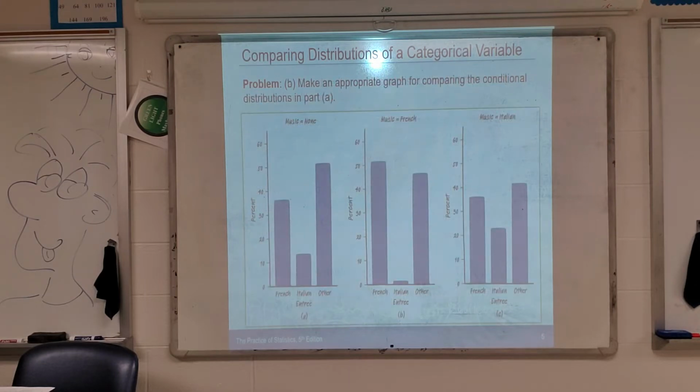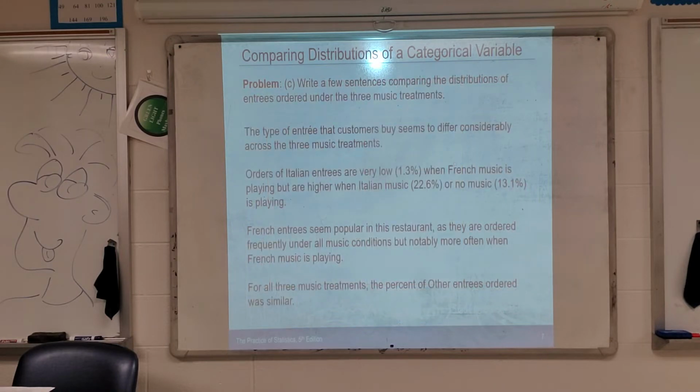All right, so making an appropriate graph for comparing the conditional distributions in part A. You've got your no music, French music, and Italian music, and the percents that ordered those particular entrees. So write a few sentences comparing the distributions. Well, the type of entree the customer buys seems to differ considerably across the 3 music treatments.